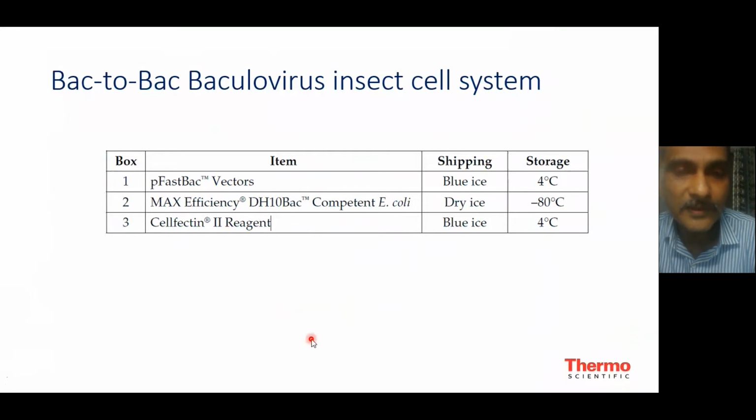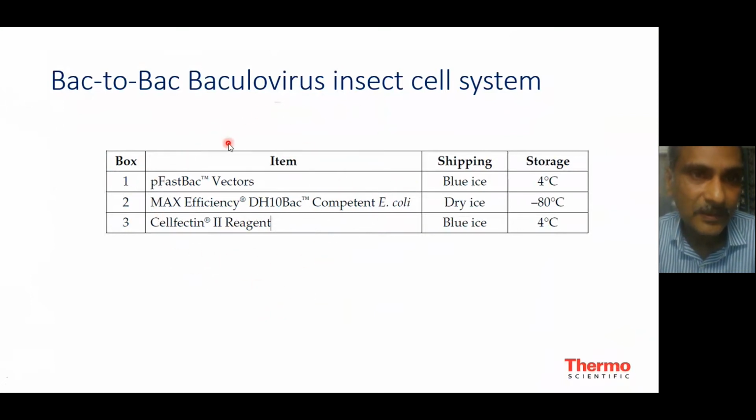and we cannot go into details of all of them. So today I've chosen one of the most popular and most reliable systems, which we also use in our lab. It's called the Bac-to-Bac baculovirus insect cell system. Okay, so in the kit, what all things come?